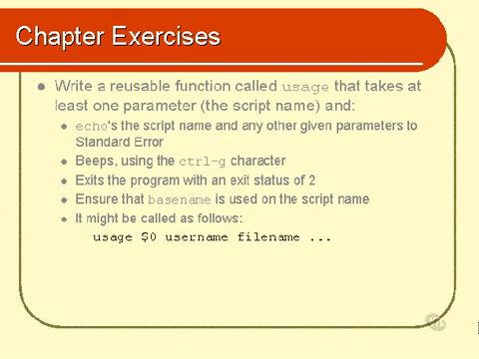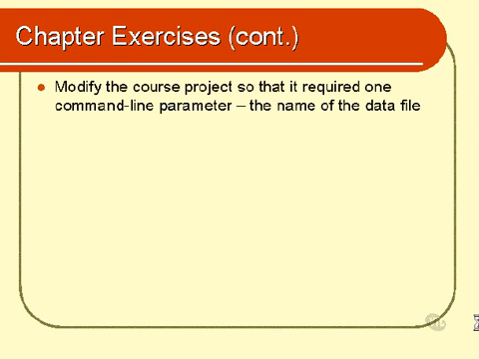Like I said, it doesn't have to take 4 parameters because the usage will be different for each script that it's actually used in. Now what you could do then is you could add this usage function that you've written, this generic reusable function, to a function library, and you could call it from anywhere, from any script that you write, so you'd never have to write a usage function ever again. So that's the first exercise. And the second exercise is relating to the course project. Modify it so that it actually requires one command line parameter, which will be the name of the data file.